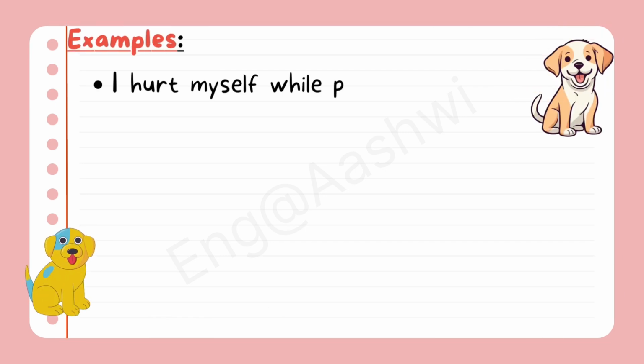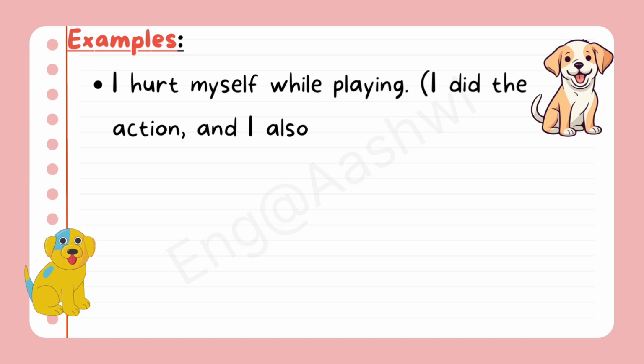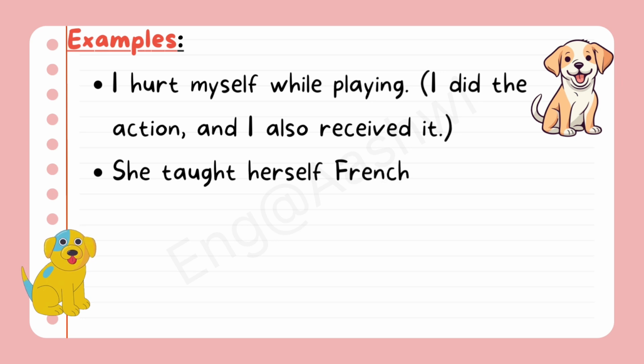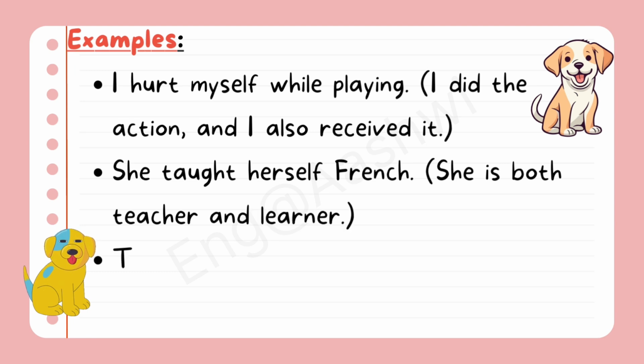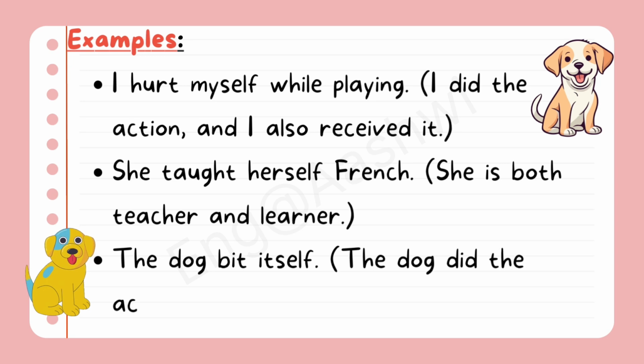Examples: I hurt myself while playing. Here, I did the action and I also received the action. She taught herself French. She is both teacher and learner. The dog bit itself. The dog did the action to itself only. So in these sentences, the doer and the receiver are both the same. They are not different. So they are called reflexive pronouns.